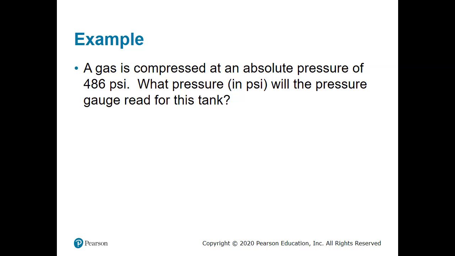So let's take a look at an example of the relationship between gauge pressure and absolute pressure. We are told that a gas is compressed with an absolute pressure of 486 psi. The question is, what will the pressure gauge read for this particular tank?